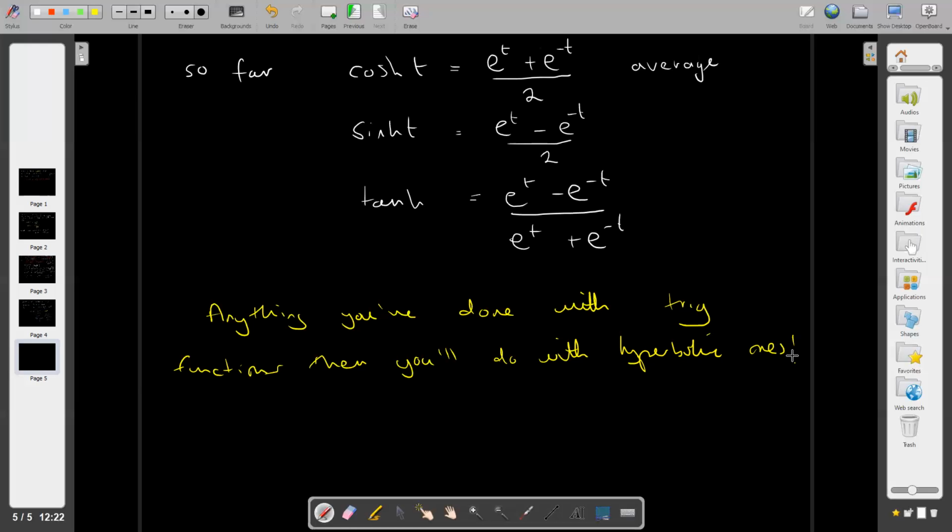So I would really encourage you to remember as much as you can in terms of identities for the trig ones, because many of them are very similar to the hyperbolic ones. So it's almost like a 2-for-1. Not quite, they're not quite the same, but there's a lot of them that are very similar. So for example, sine squared plus cos squared equals 1 is very similar to cosh squared minus sinh squared equals 1. Not exactly the same, but very similar. Okay, so I'd encourage you to review them.